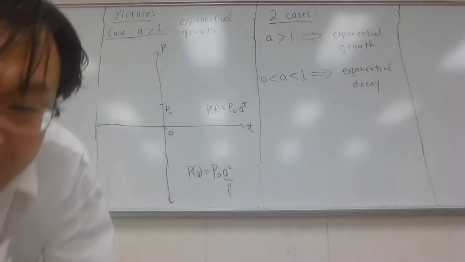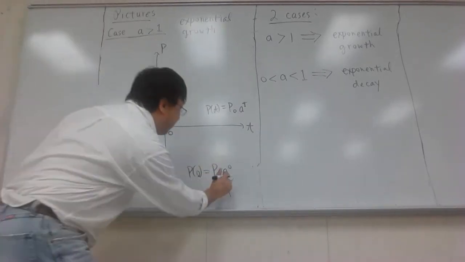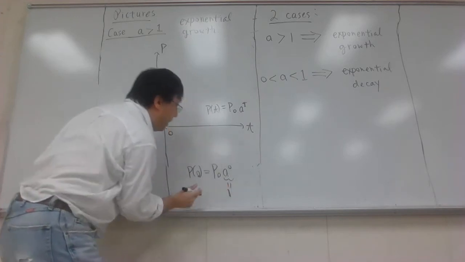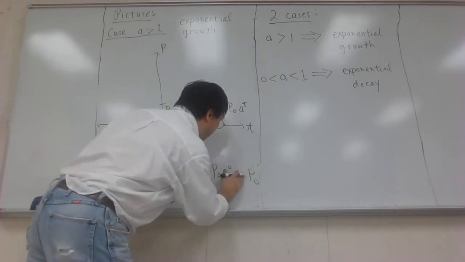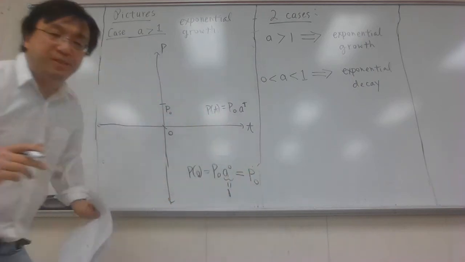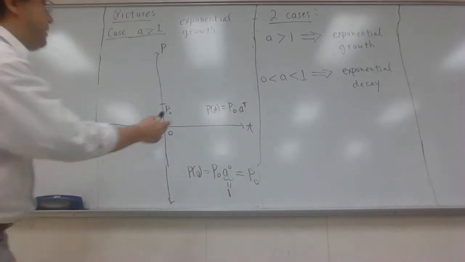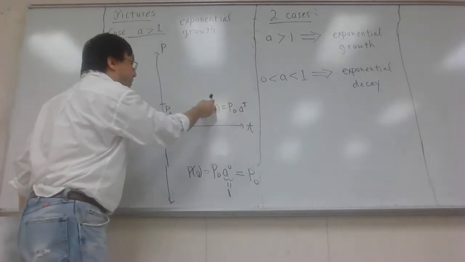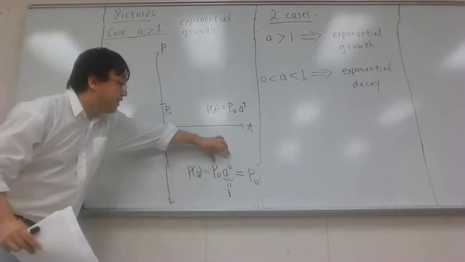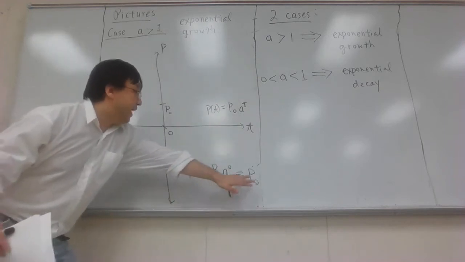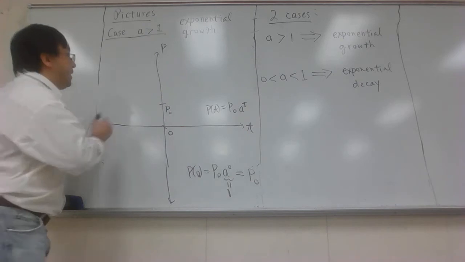Can you see this? Yeah, anything to the power of 0 is 1. So this should be a 1. So that's P naught times 1, which is equal to P naught. If you plug t equals 0 in here, we just get P naught times a to the power of 0. Anything to the power of 0 is 1, so P naught times 1 is P naught. So the initial population, or the initial quantity, is P naught.